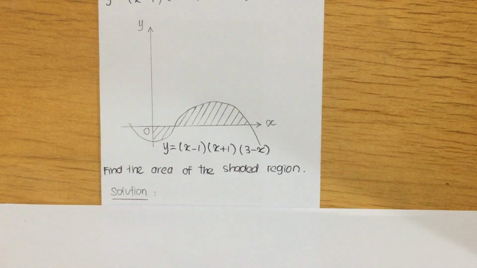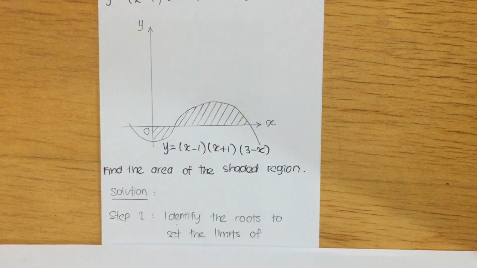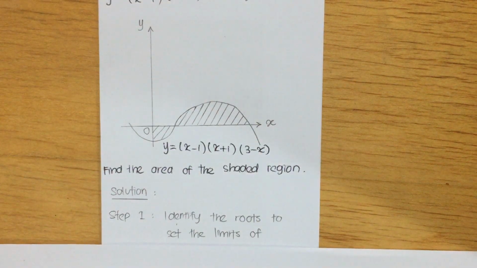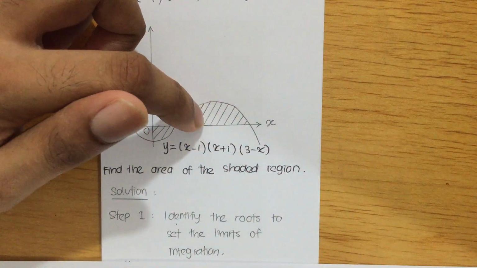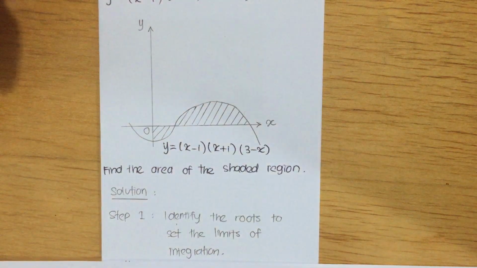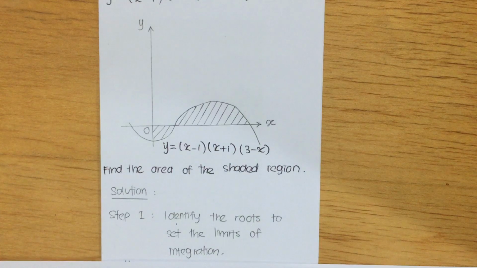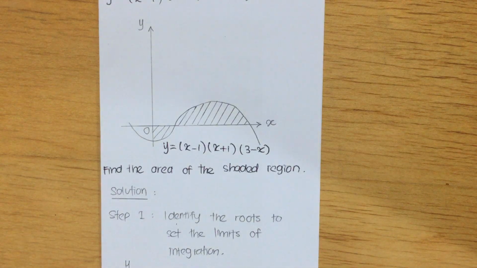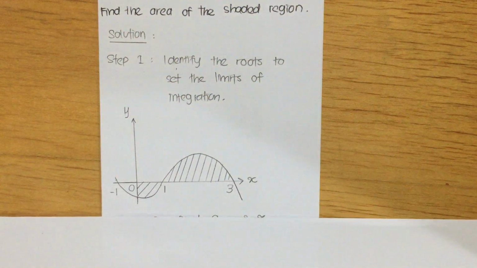Okay, let's begin to show the solution. The first step in solving this question is we need to identify the roots to set the limits of the integration, because we are finding the area of the shaded region, and then we need to calculate the area of the positive and then the negative region, and for that we need to identify the roots, guys. So I've already drawn the graph over here.